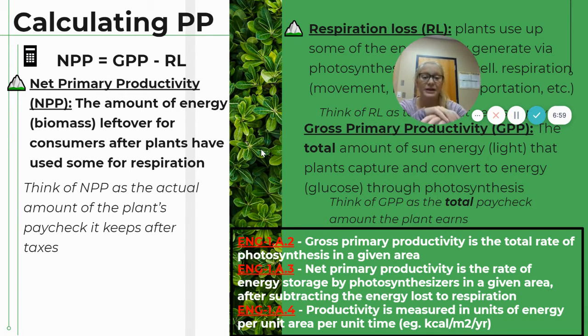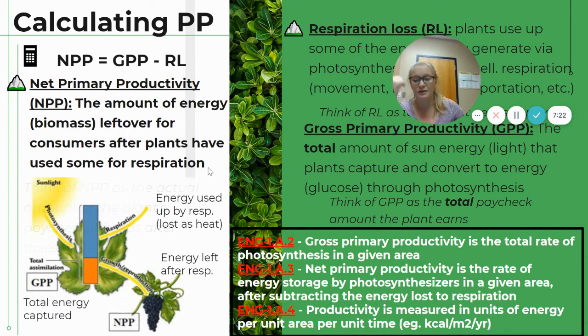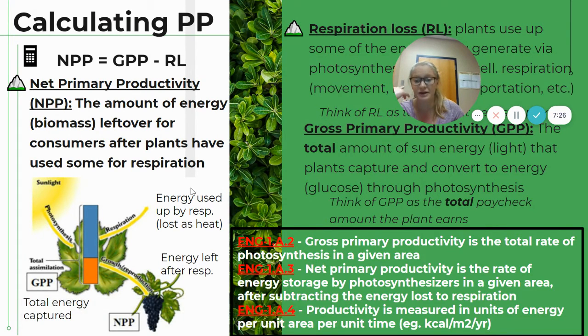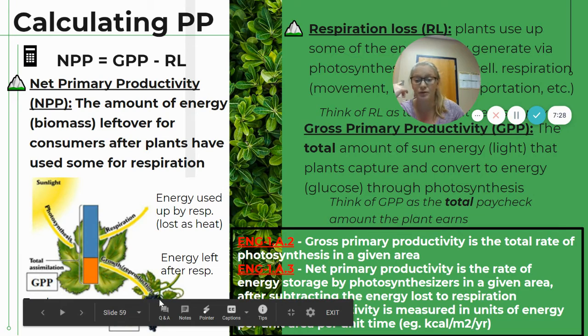In terms of the plant, gross primary productivity is the energy it's taking in and converting into sugars. And then it's taking away a little bit through respiration loss so that it can grow. And then net primary productivity is what's left over in biomass after the plant has used some of it. So the NPP is the actual amount of the plant's paycheck that it keeps after taxes. So as we can see, photosynthesis comes in and respiration takes some of the energy, and some of it goes to growth and reproduction.